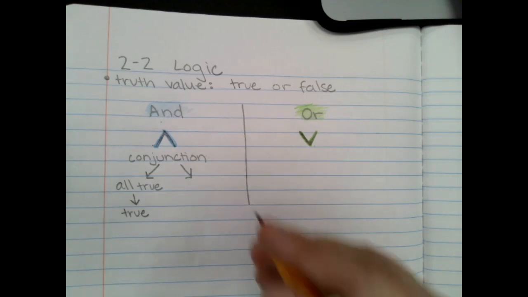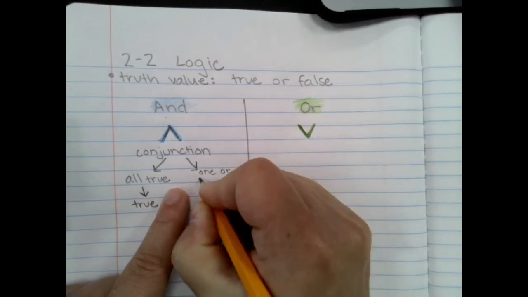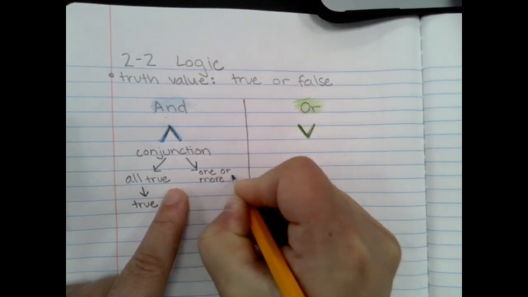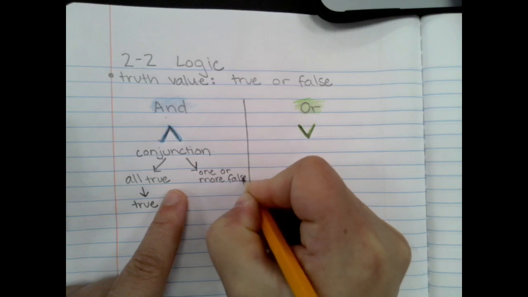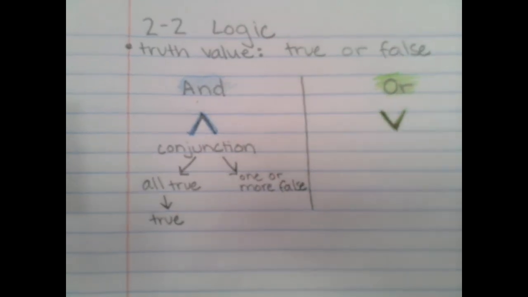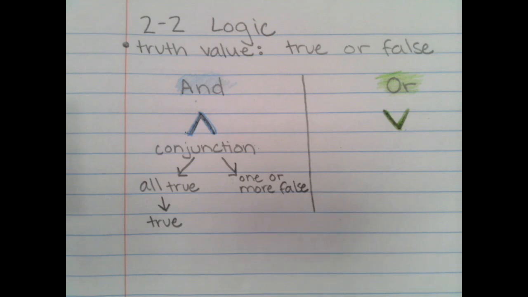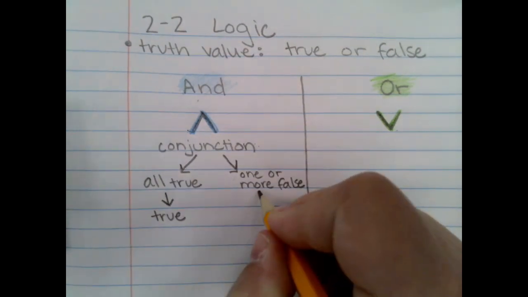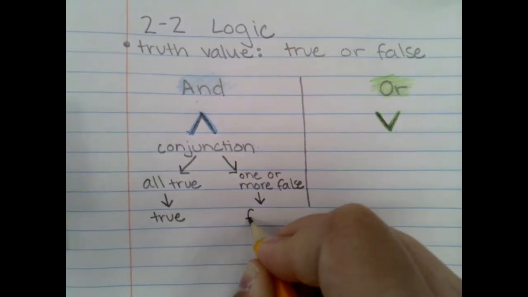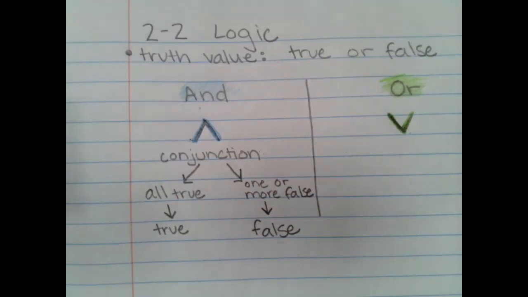Where if one or more is false, right? If your grandma says you have to do the dishes and clean your room, and you only do one of them, you clean your room, but you don't do the dishes, she'll say, nope, you didn't do your job. So if one or more is false, it's false. With an and, it has to all be true in order for it to be true.